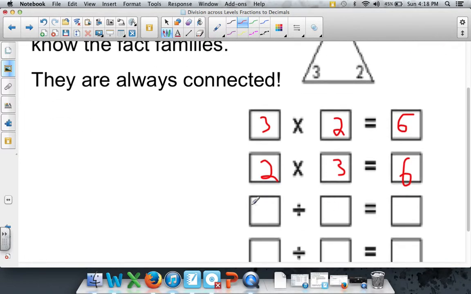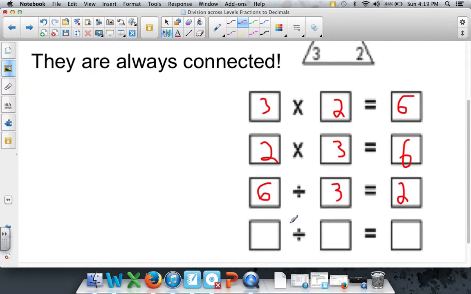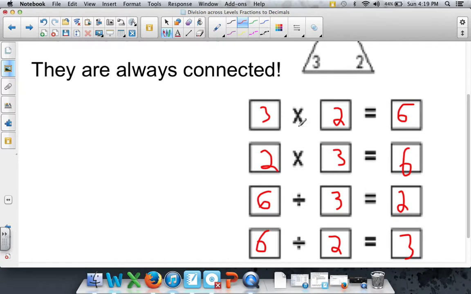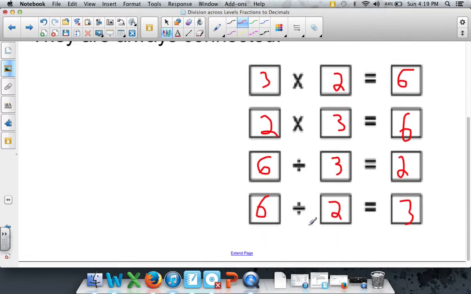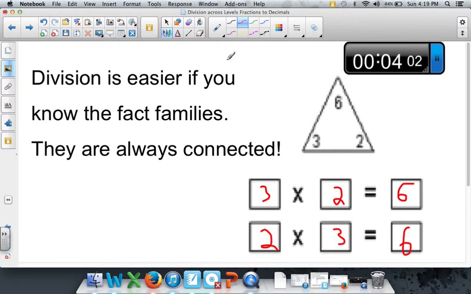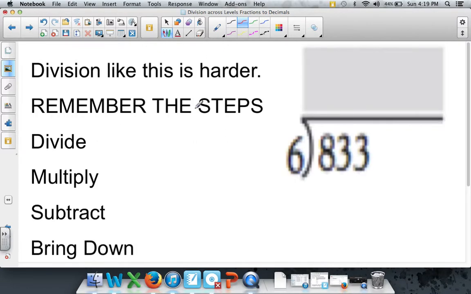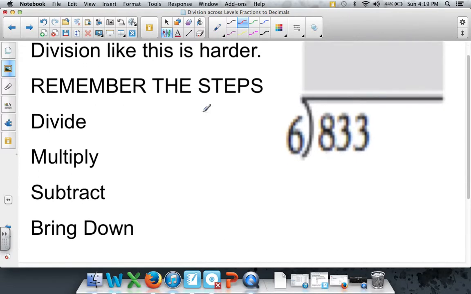And in the world of division, if you took that 6 and divided it by 3, you would get the other part of the family, 2. And if you took that 6 and divided it by 2, you would get the other part of the family, 3. So you see how this fact family goes together in different ways, and the better you can know those fact families and remember those fact families, the easier division is. That's something to work on. The reason you want to know those fact families is because division only gets a little harder, like in long division.